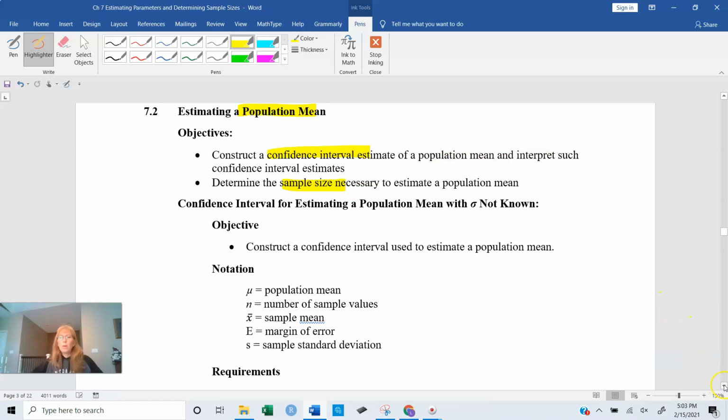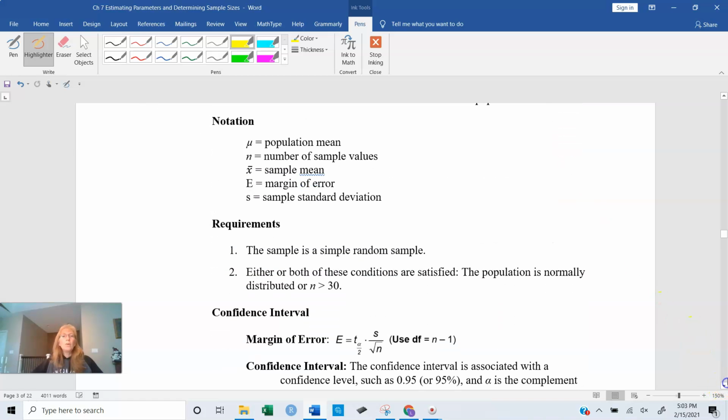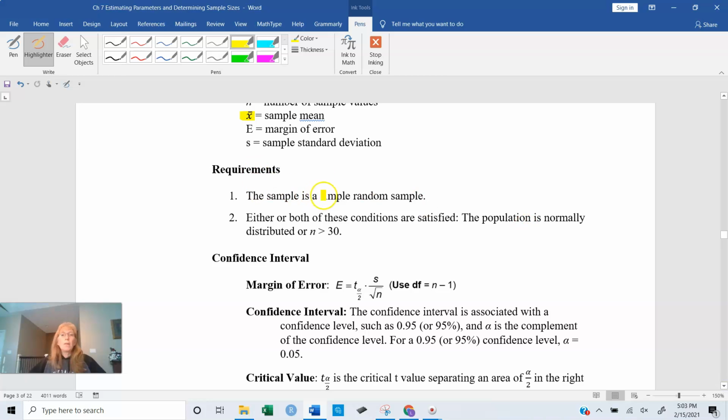When you go through, your notation is the same. We have the mean again, number of samples, the sample mean, margin of error, and standard deviation. Again, the requirements must be met. It has to be a simple random sample, no options. The condition must be either the population is normally distributed or n has to be greater than 30. This is absolutely an or. It does not have to be both. Both is nice, but not mandatory.